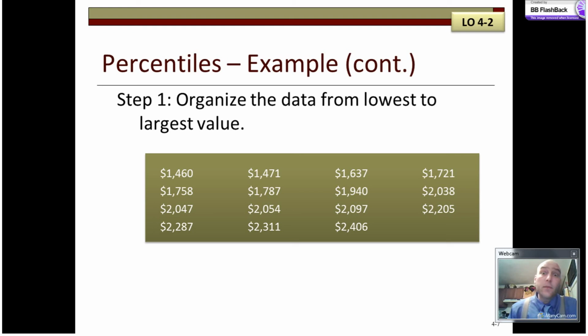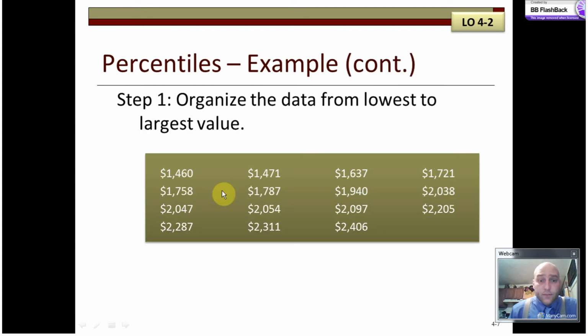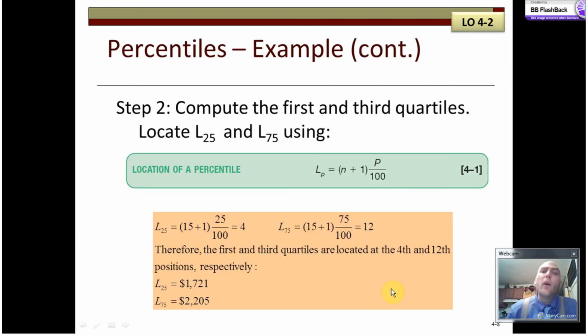Our first step, if we were doing this manually, is to organize these data so that they are sequential. That's the lowest, that's the highest. We organize it horizontally here so that it increases that way. And second, we need to figure out what locations we need to look for. So for example, the first quartile is L25. It's the location at which 25% of all of our data is below.